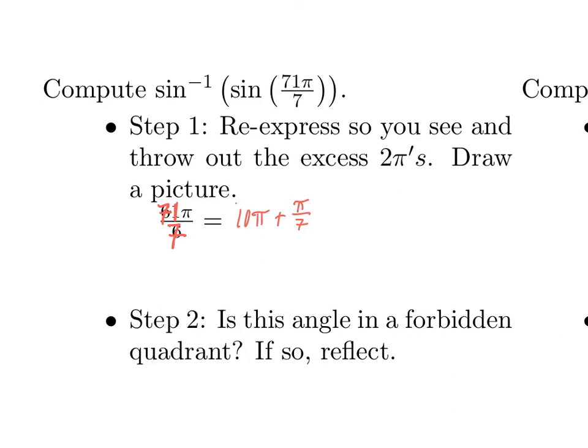So, where are some extra 2 pi's? There are a whole bunch of extra 2 pi's right there. 10 pi is 5 copies of 2 pi. That's 5 full revolutions. Those don't change the sine value. So the first guess is 71 pi over 7, but it's too big. It's not in between negative pi over 2 and pi over 2. So the second guess will just be pi over 7.